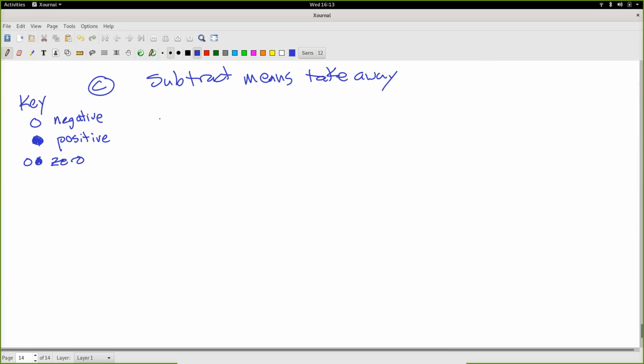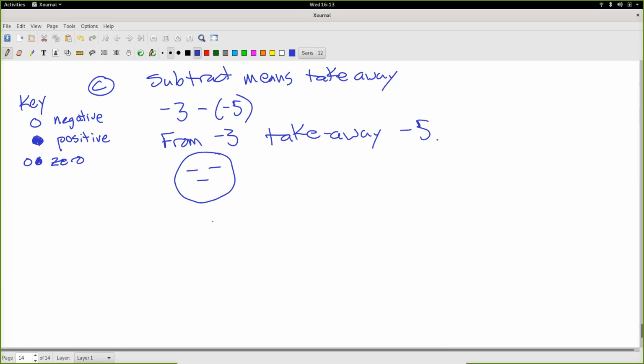And let's try -3 minus -5. So if I wrote a sentence about what that means, I would say from -3, take away -5 is what that's telling me to do right there. So like before, I have to show where I'm starting. What does -3 look like? So that's -3. But at the moment, I can't take -5 away because it's not there.